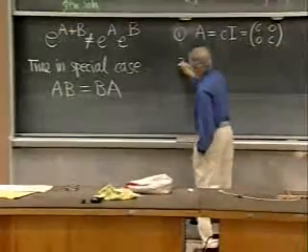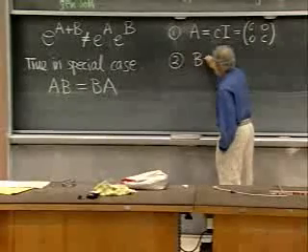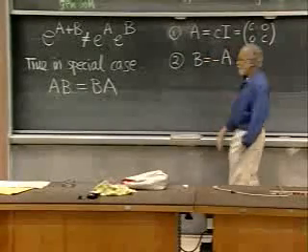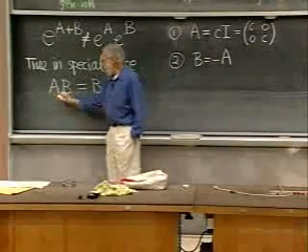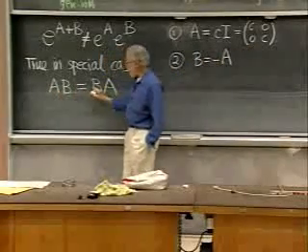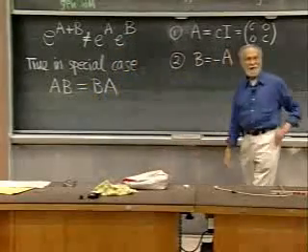Okay, so that's one case. Another case, when A is more general, is when B is equal to negative A. I think you can see that that's going to work, because A times minus A is equal to minus A times A. They're both equal to A squared, except with a negative sign in front.